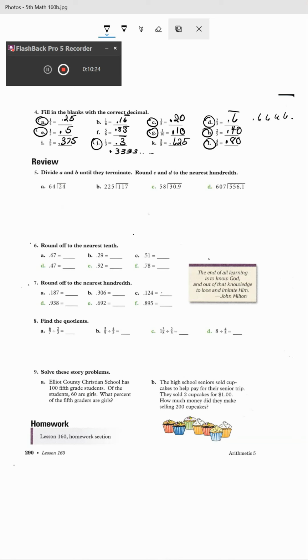All right. Don't forget in the review, A and B, you'll do it until it terminates. That means until it's finished, okay? Whereas C and D, you're going to round it to the nearest hundredth. So it must go on forever. So you're going to round it to 2 places after the decimal if you do C and D. All right?